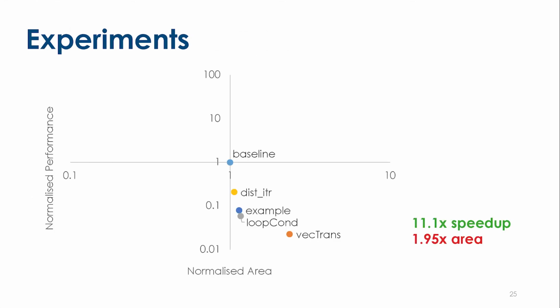We tried our approach on 4 benchmarks and compared against the II automatically determined by Vitis HLS. All the benchmarks lie in the 4th quadrant. This means that our tool achieves better performance at a larger area than Vitis HLS. On average, our tool achieves an 11 times speedup with doubled area.